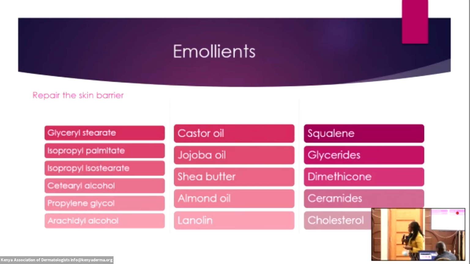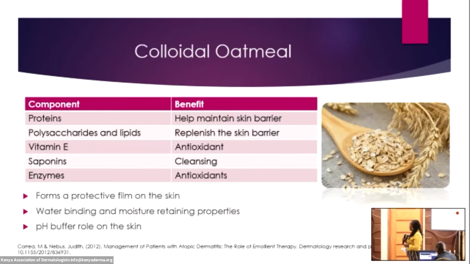So that slide just shows a list of ingredients which we consider to be emollients, which can sometimes form part of the ingredients in a moisturizer. I'll only discuss ingredients which have been studied scientifically because those are the ones we can support. So the first one is the colloidal oatmeal. This has been found to have some proteins, polysaccharides, vitamins, saponins, and enzymes, which overall have been found to be somewhat helpful in enhancing the skin barrier in atopic dermatitis.